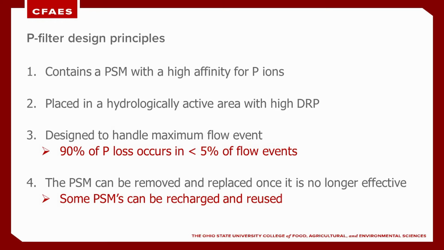This principle is very important because around 90% of phosphorus loss occurs in less than 5% of flow events, which are the largest flow events. 4. The PSM can be removed and replaced once it's no longer effective. Alternatively, some PSMs can be recharged by chemically stripping the phosphorus ions from the filter media. This phosphorus-rich solution can then be treated to precipitate solid phosphorus fertilizer that can be reused on the farm.